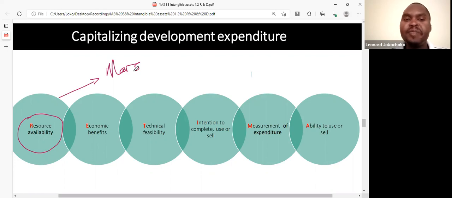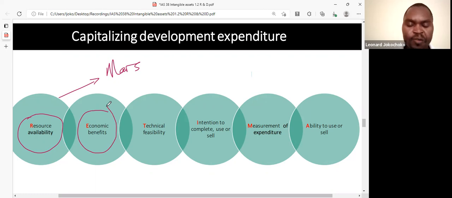If we don't have enough money, then we're not going to recognize this as an asset. If we don't have the right skills, then we're not going to recognize this type of development as an asset. So whatever money was spent during this phase, we treat it as an expense. On the other hand, if we see that we have enough resources to be able to finish this software, we go to the next item: we test for economic feasibility.